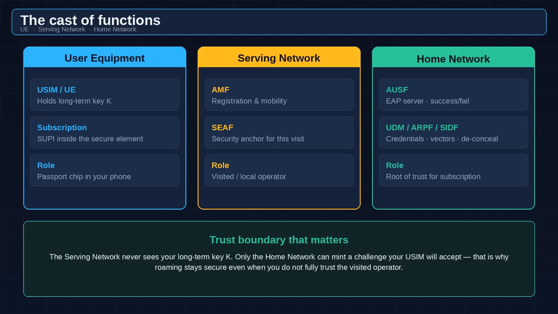Here is the part that matters. The serving network never sees your long-term key. Only the home network can mint a fresh challenge that your USIM will accept. That separation is why roaming stays secure even when you do not fully trust the visited operator.